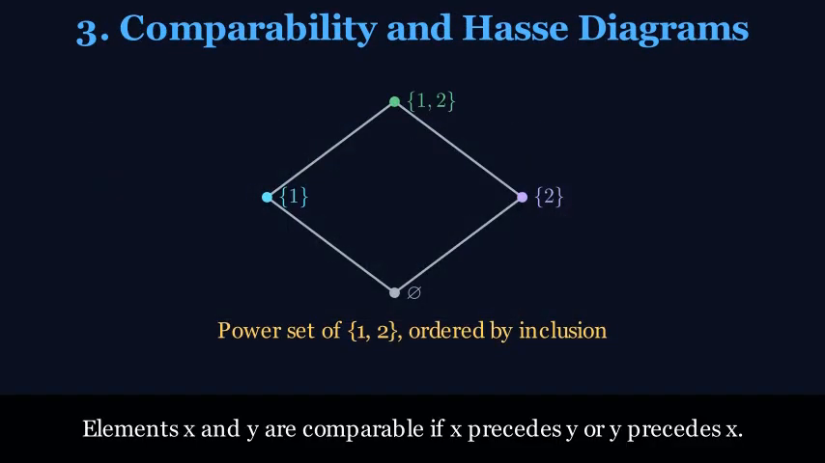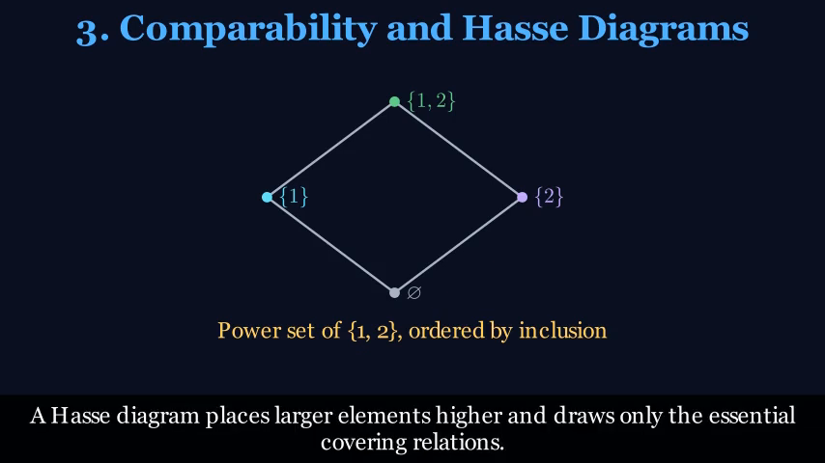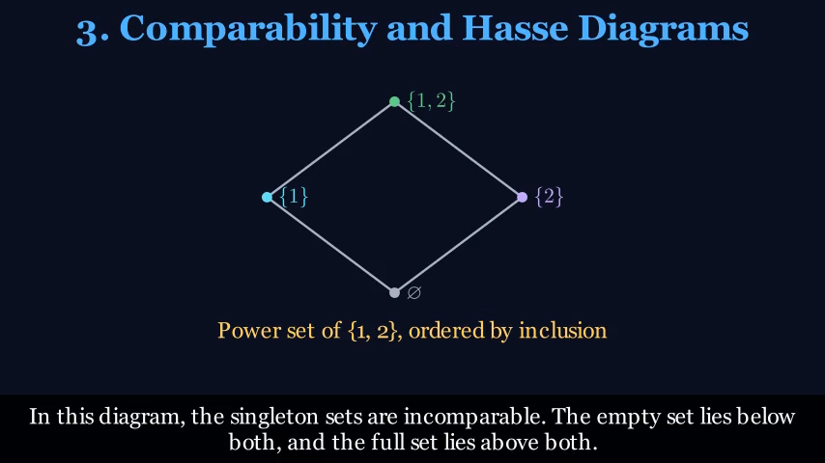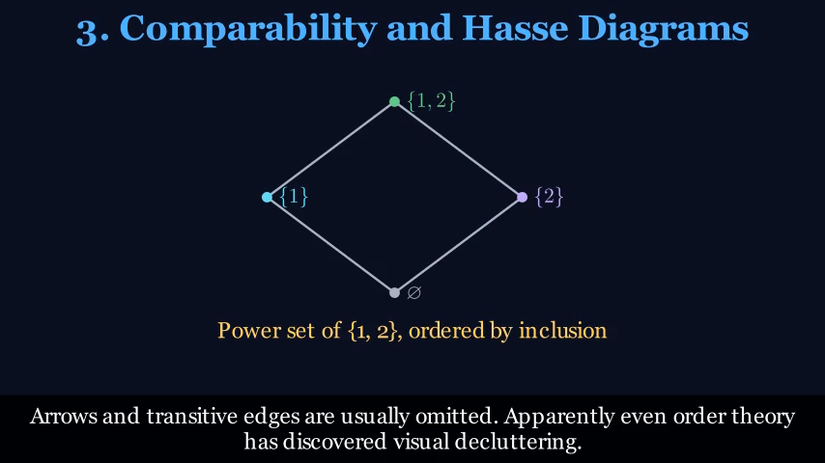Elements X and Y are comparable if X precedes Y or Y precedes X. A Hasse diagram places larger elements higher and draws only the essential covering relations. In this diagram, the singleton sets are incomparable. The empty set lies below both, and the full set lies above both. Arrows and transitive edges are usually omitted. Apparently, even order theory has discovered visual decluttering.